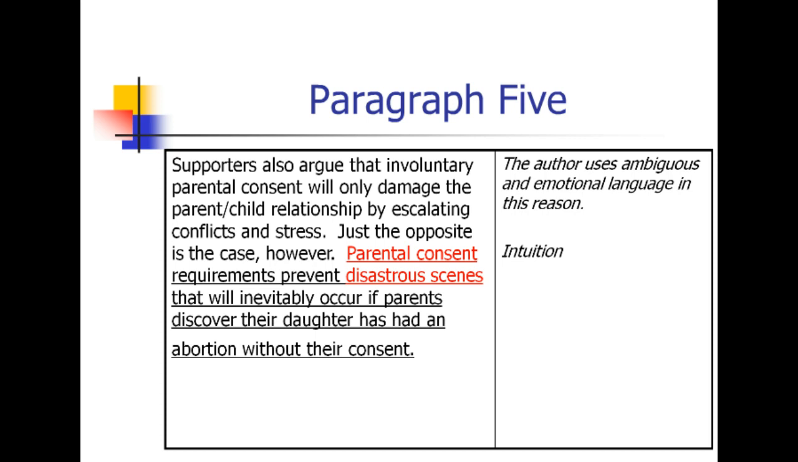Just because a minor wants to get an abortion does not mean she should get one. And this law needs to be changed before more teenagers' lives are destroyed. Consulting a parent can help teens make better decisions, such as how to react to a bully and whether or not to get an abortion. Teens need the mature and rational guidance a parent can provide to avoid making an impulsive decision. Parental consent requirements prevent disastrous scenes that will inevitably occur if parents discover their daughter has had an abortion without their consent. In these reasons, the terms most teens, best decision, parental consent, and disastrous scenes are ambiguous.